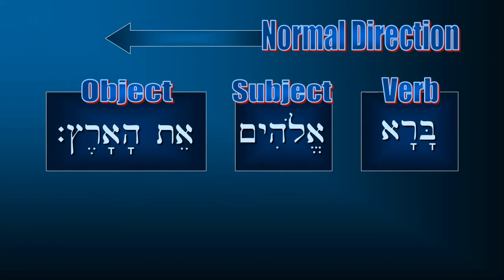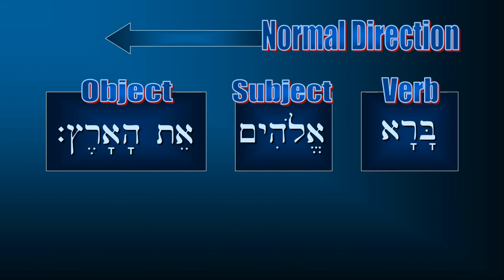Now, in Hebrew, first of all, remember Hebrew is going from right to left, but the order is also different. Normally, and you can change this, and especially you change this for poetry, but sometimes just in regular speech as well. But normally we go verb, subject, object. Notice bara Elohim et haaretz, and we're saying the same thing. It still means God created the earth, but we put the verb first.